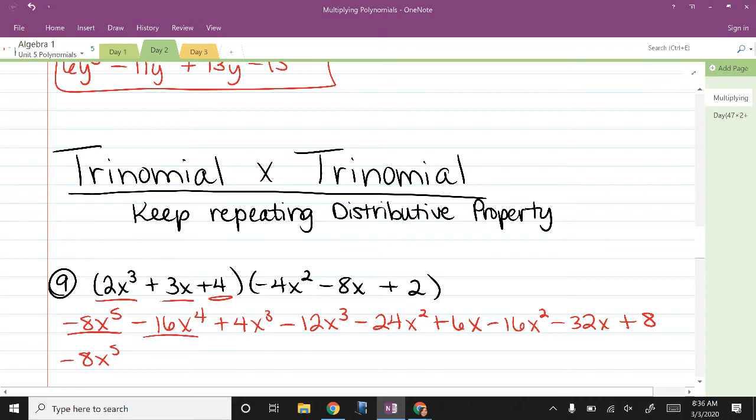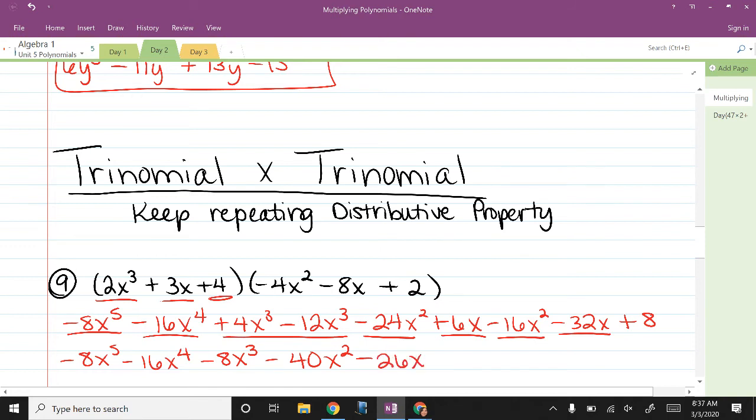Yeah, and that doesn't have any like terms either. So negative 16x to the 4th. Then what? My cubes are right there together. So what is 4x cubed minus 12x cubed? Negative 8x to the 3rd power. And then we have some squares. So it's negative 24x squared minus 16x squared. Negative 40x squared. And then my x's, I have positive 6x minus 32x. Negative 26x, and then my last little constant, plus 8.